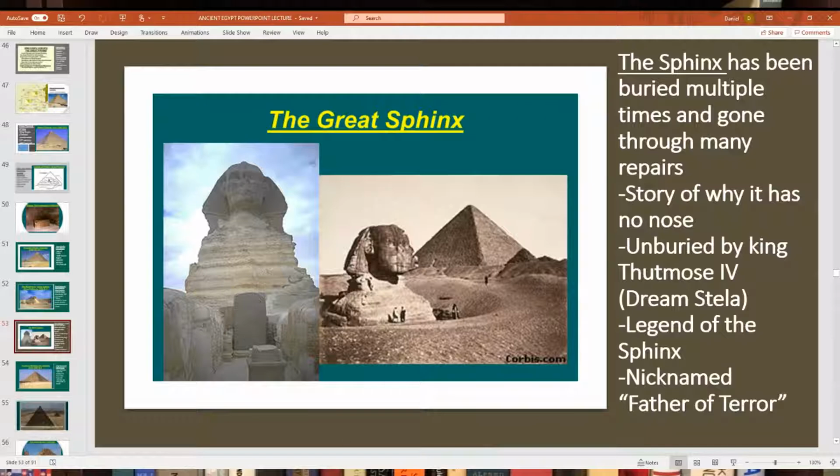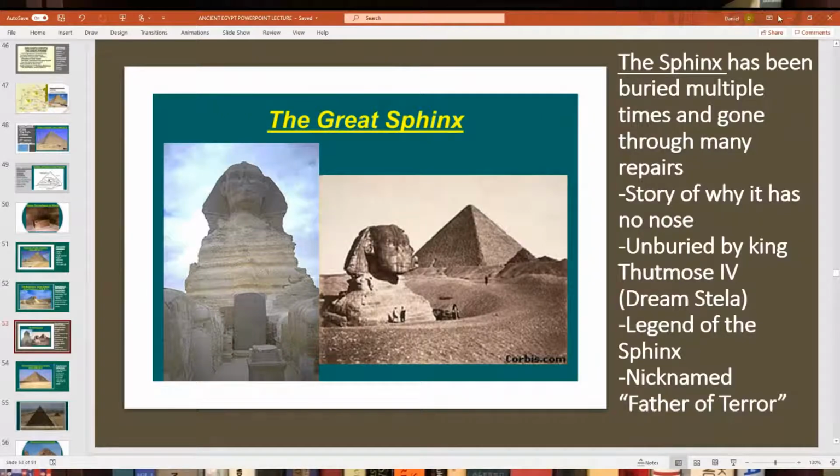And he put it there because he heard there was a story that if you unburied the actual Sphinx, because it had been buried by sand for years, you would become the Pharaoh of Egypt. And so he did it, and he became Pharaoh. And so he put that dream stela there, I guess because of that.